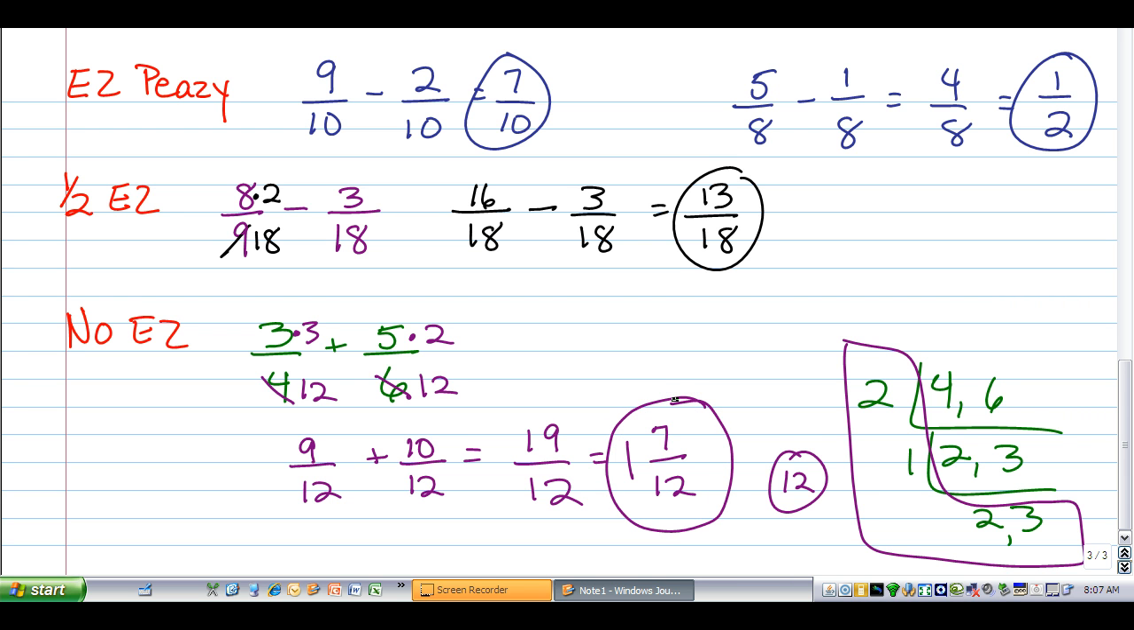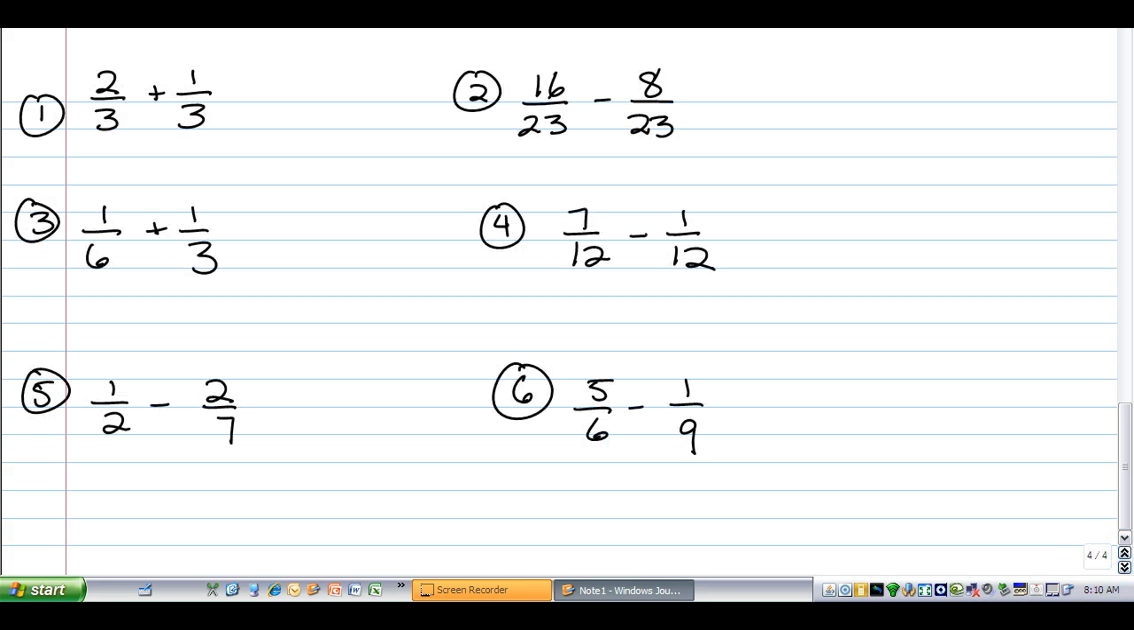All right, so this takes into account lots of other things that we've learned as well. All right, let's see how you do on your own. I'm going to give you a few problems. All right, go ahead and work out these problems and figure out which ones are the easy peasies, the half easies, and the no easies.